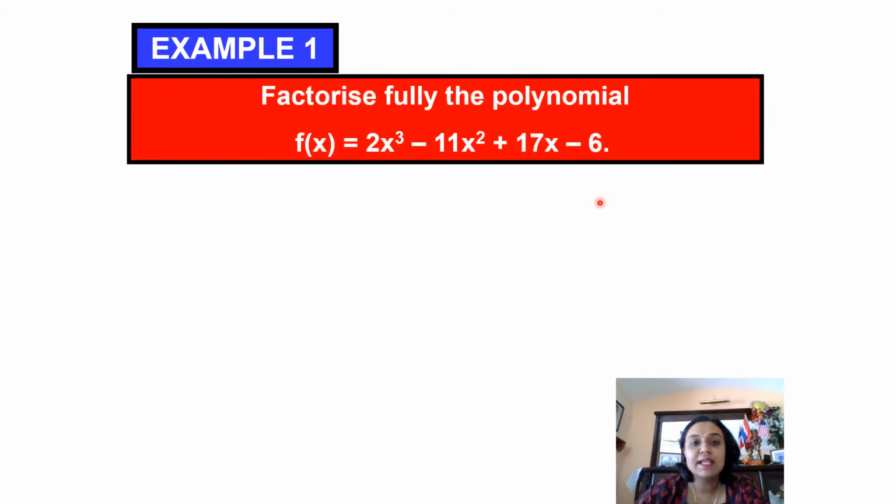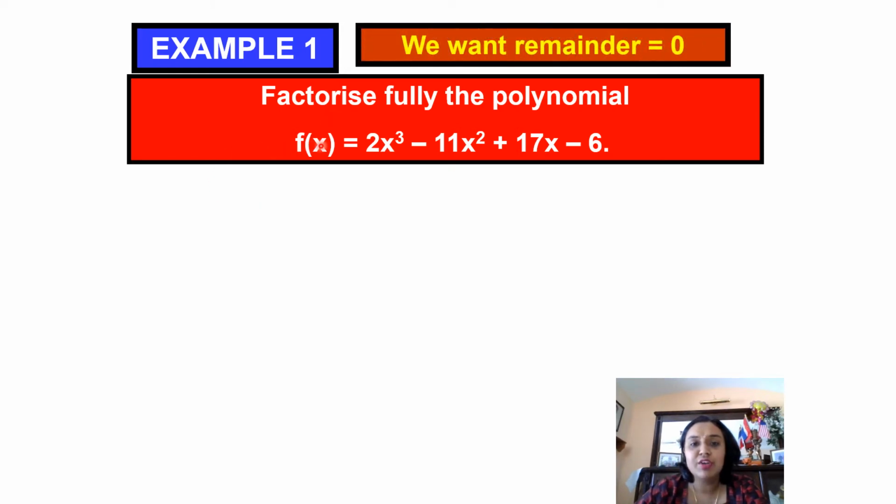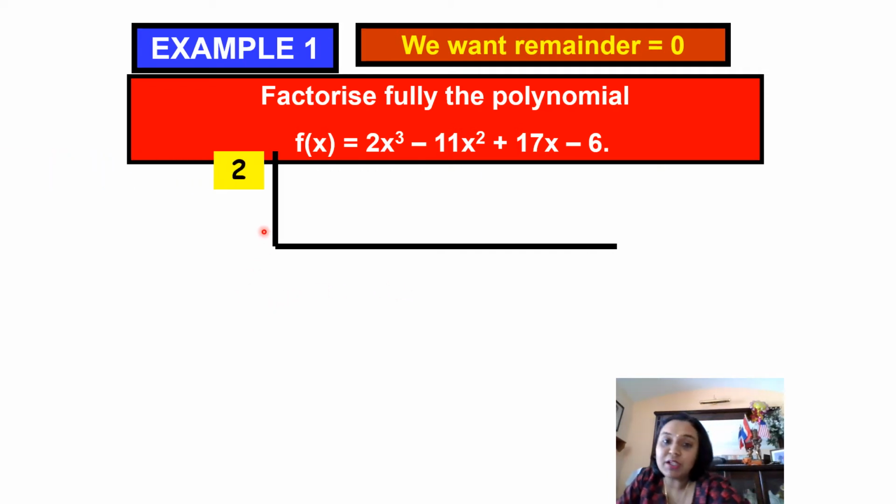Now we're going to look at the next example, how to factorize fully a polynomial. If you are given this polynomial to factorize, when you want to factorize the polynomial fully, the remainder has to be 0. So we will perform the loom diagram calculations. We write all the coefficients. Before you write the coefficients for the loom diagram, make sure your polynomial is arranged in decreasing order of the powers of the unknown.